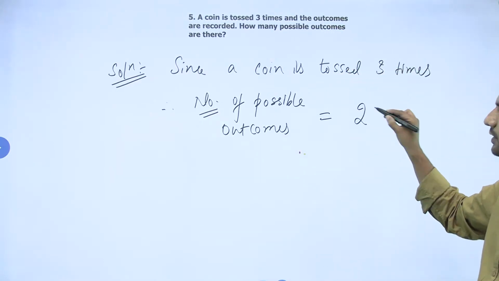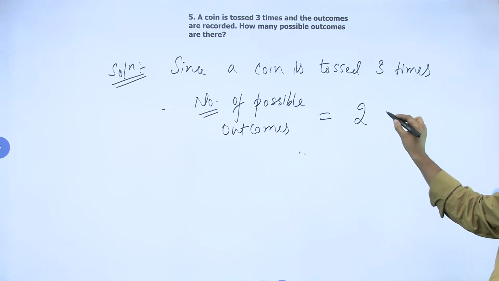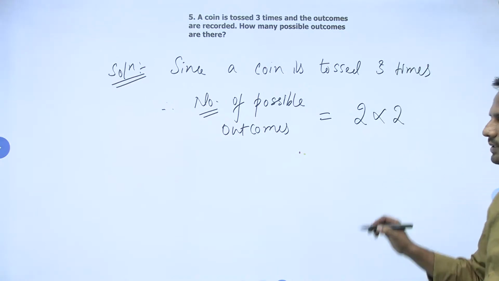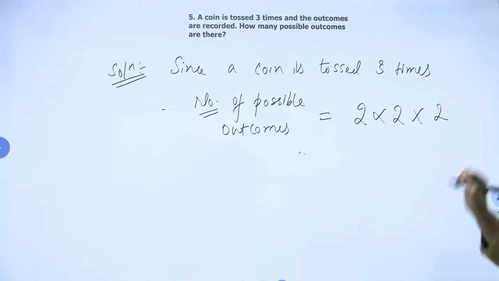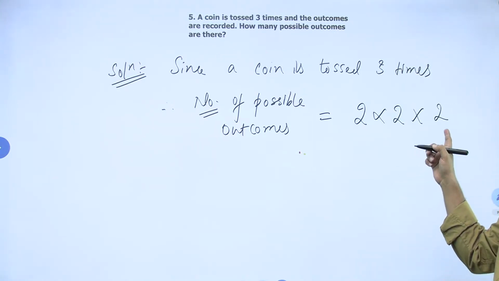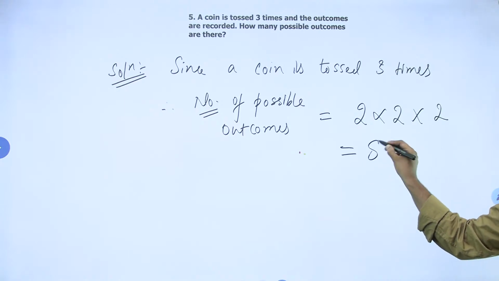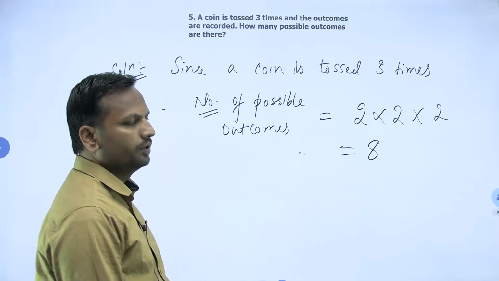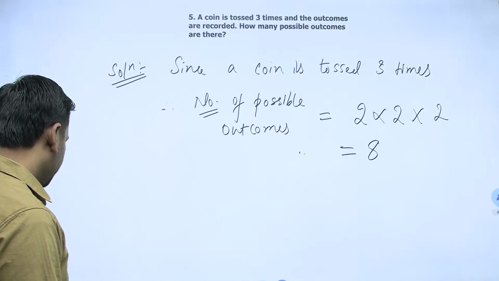When you toss a coin the first time, you may get either head or tail in 2 ways. The second time, again in 2 ways you can get, that is head or tail. And again 2 ways you can get when you toss a coin the third time, right? So in total possible outcomes are how many here now? 8. 2 into 2, 4, 4 into 2, 8. Got it now? Simple, right? Next.